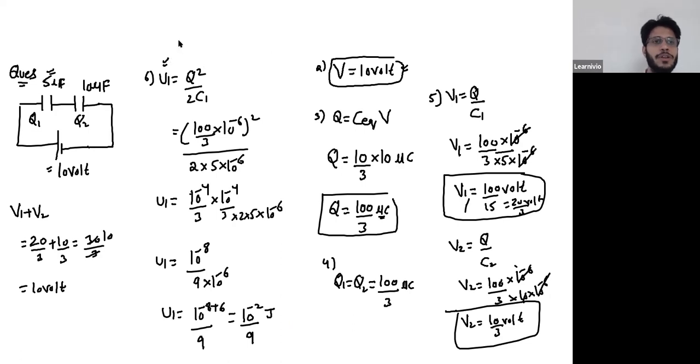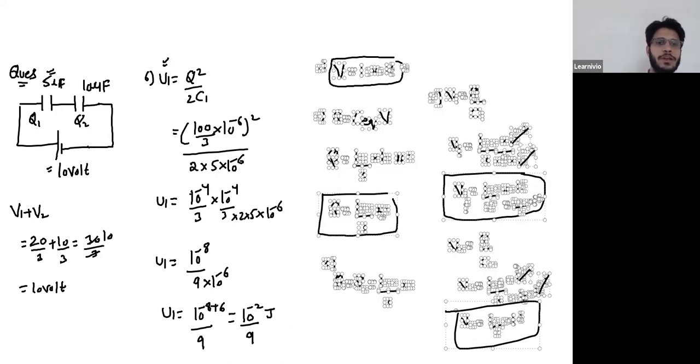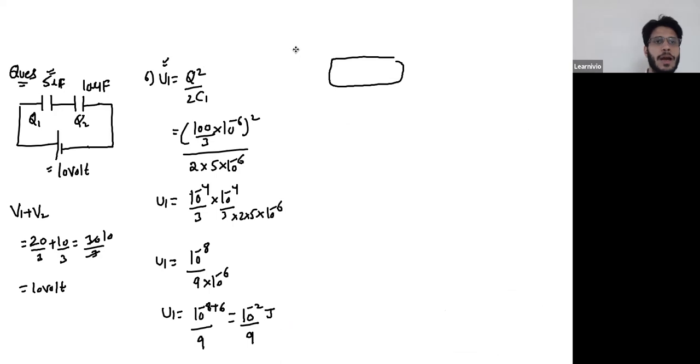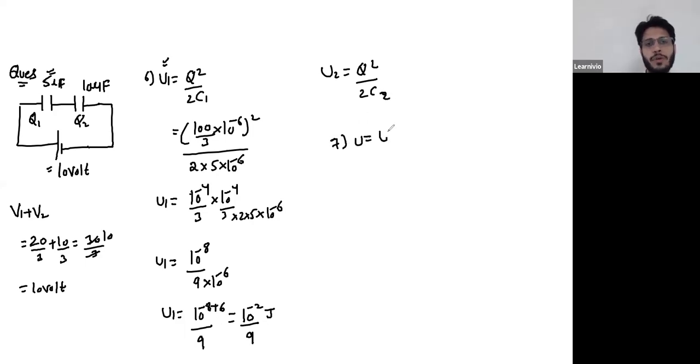Similarly, you can calculate U2, which will be Q square by 2C2. I'm not doing that calculation. U2 will be Q square by 2C2. And the last part, for total energy, you can just add them up. You can write this as just U1 plus U2. Is it clear, all 7 parts?